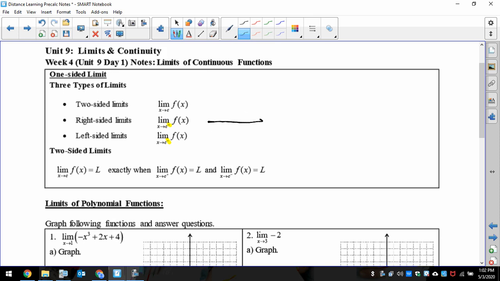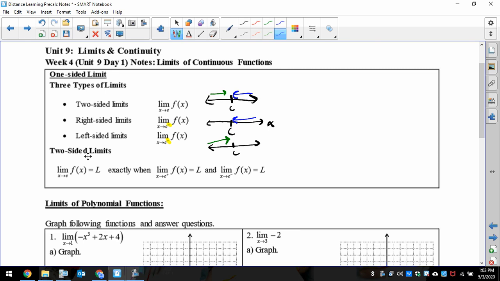If I were to draw this on a number line, here's c on the number line, and this means that the x values are approaching from the right side of c, so from this direction. For the left-hand limit, it would look like this, where here's c, and we're approaching c from the left-hand side. For the two-sided limit, it's both of those put together, so you're doing them both simultaneously: c from the left and c from the right. The two-sided limit has nothing in the superscript, which by default means you're considering both sides of the value c at the same time.